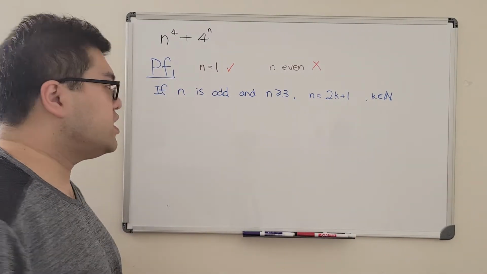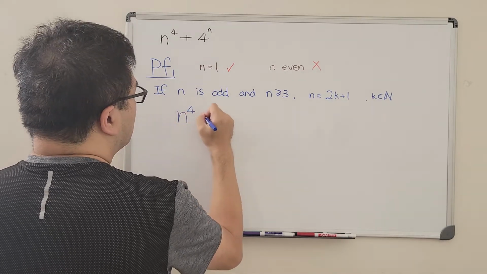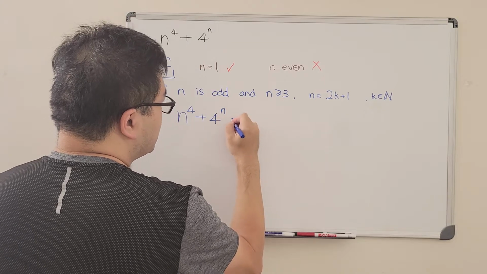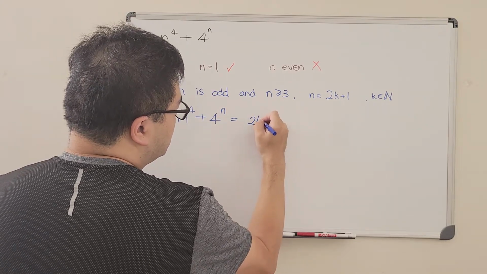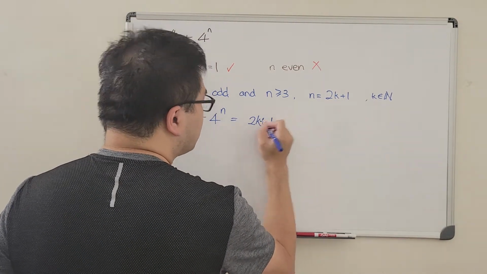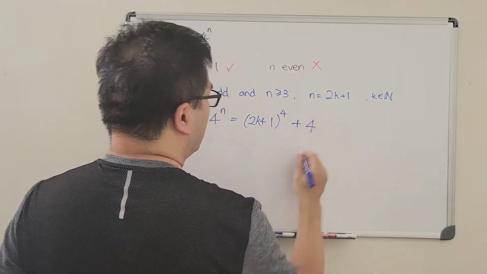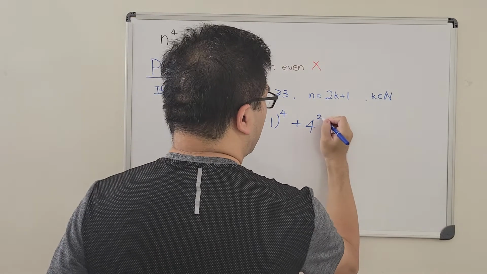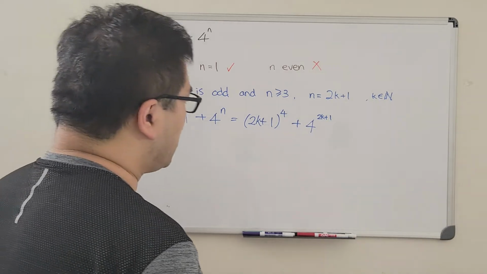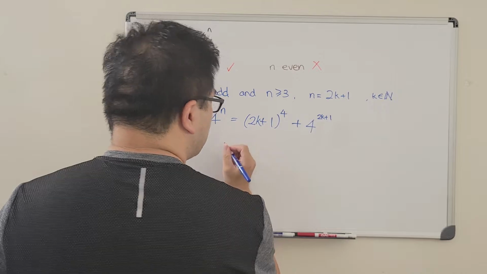And how's this going to help us? Well, let's substitute in and see what's going to happen. So n to the 4th power plus 4 to the nth power is going to be equal to 2k plus 1 raised to the 4th power plus 4 to the 2k plus 1st power. Now, let's see what we can do.